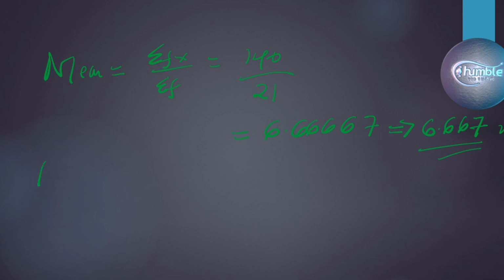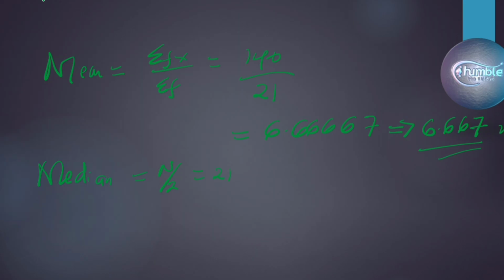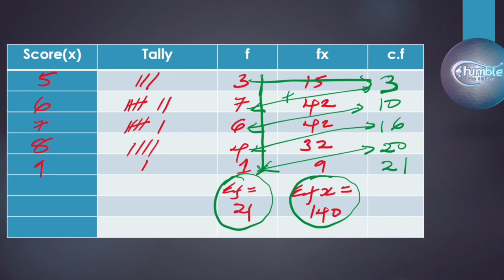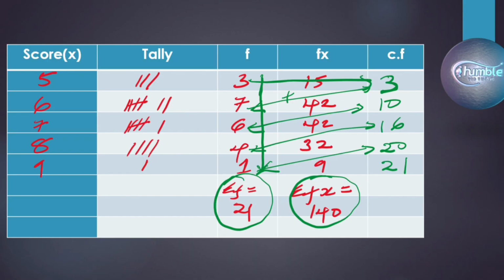What about median? Median is given by n over 2. You look for that particular position, n over 2. Total n is 21. So that is going to be 21 divided by 2, which gives you 10.5. You are going to look for this particular position from the frequency distribution table that you already worked out. So what will it be?